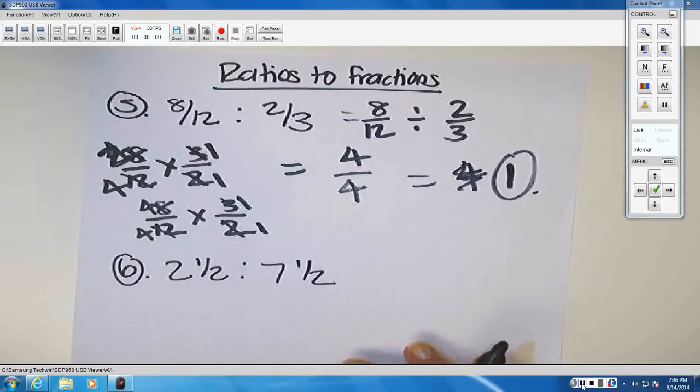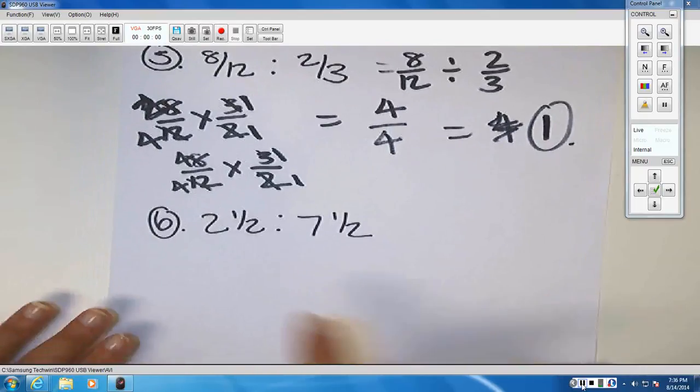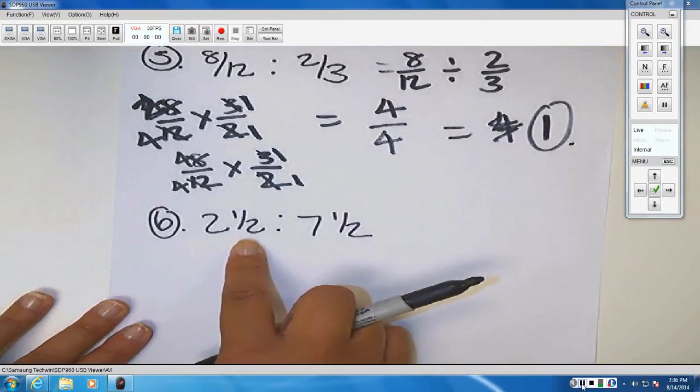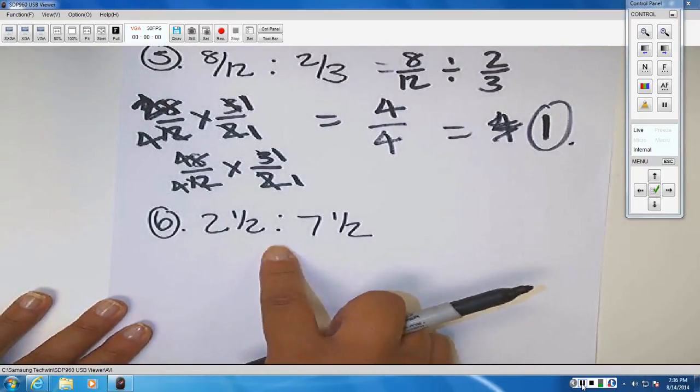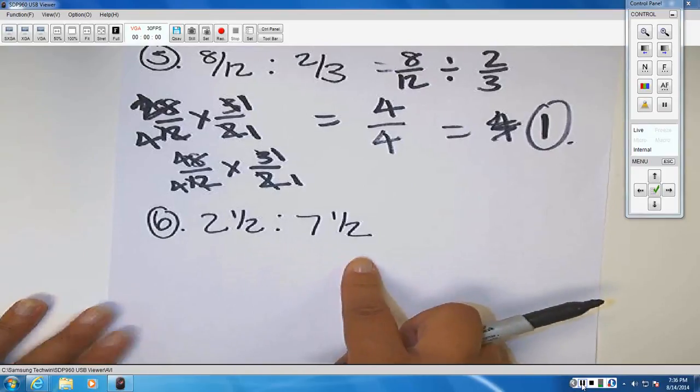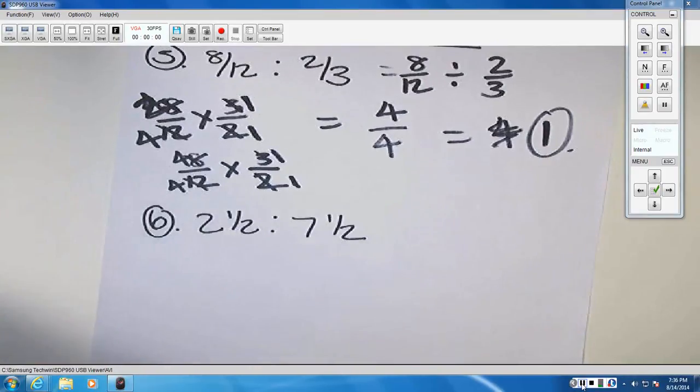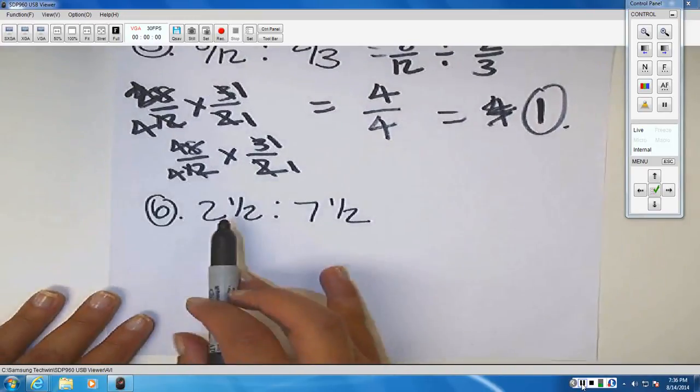Okay, let's do this one down here. 2 1/2 is to 7 1/2. Flip my page so I can make sure I'm doing it right. Okay, so the very first thing we need to do is get this mixed number and turn it into an improper fraction. So again, I'm not going to write it out all the way, but I'm going to take my whole number.